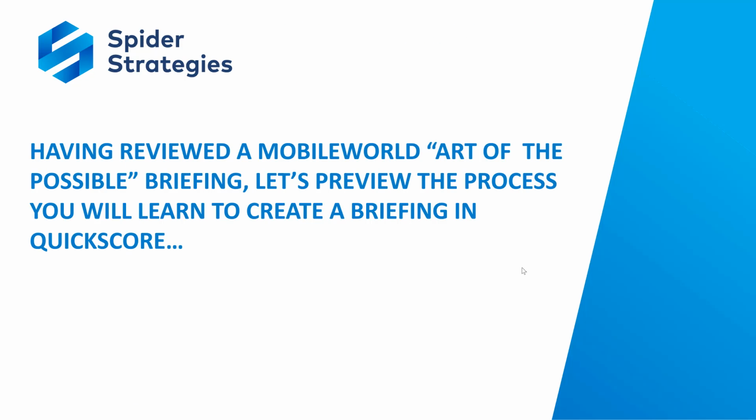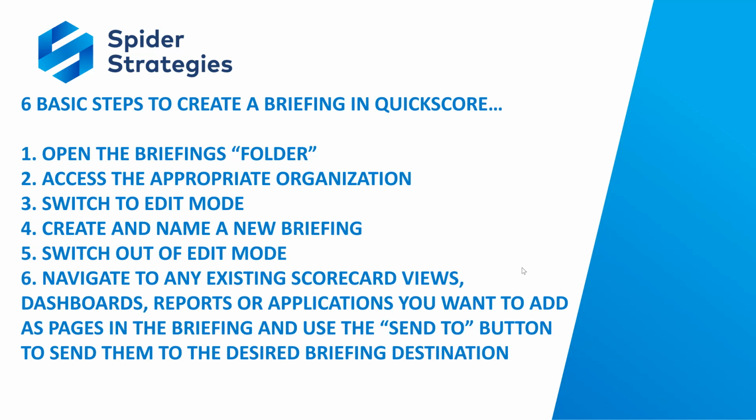With that introduction to the art of the possible out of the way, let's preview the process that you will learn to create a briefing in QuickScore. There are 6 basic steps to the creation of a briefing in QuickScore. First, open the Briefings folder. Second, access the appropriate organization within which you want to create a briefing. Third, switch to edit mode.